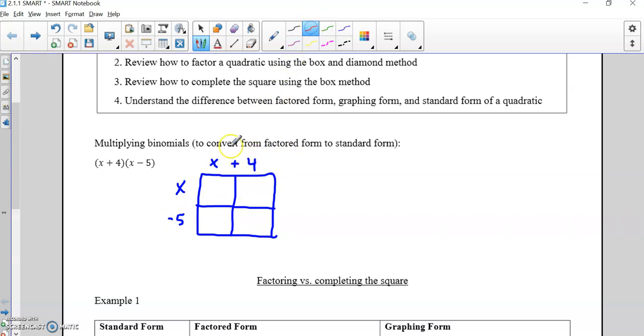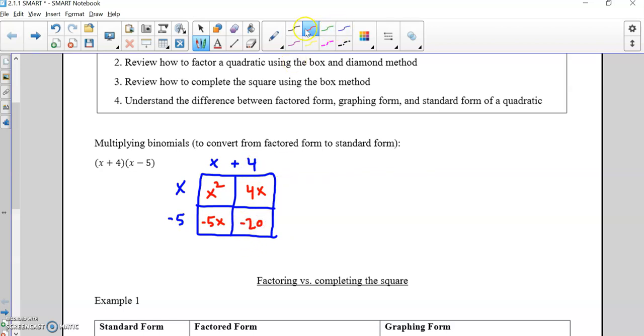Alright, and now we're going to go ahead and multiply everything in here. So when we're doing this we have to think about it kind of in terms of area. Like if I was finding the area of this box, I would need to do the base times the height. So x times x would get me x squared. Okay, so here we have 4 times x, that's 4x. Here we have negative 5 times x, negative 5x. And then negative 5 times 4, so negative 20.